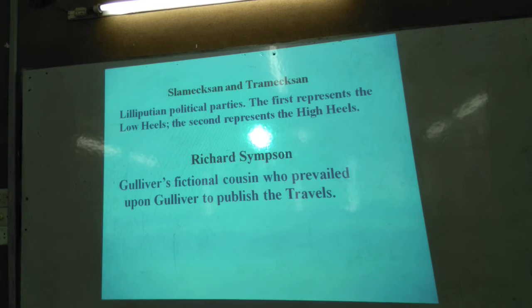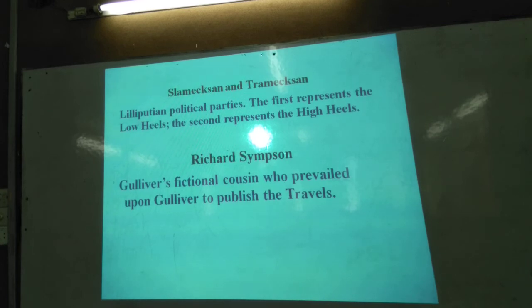At the very first class I told how to recognize the parties' activists. It's very simple in Lilliput. One party's politicians wear low heels all the time, and the other group always wears high heels. So you can easily understand that these are the low heels and these are the high heels. These are the Slamecksan and these are the Tramecksan. The Tramecksan are in power now.